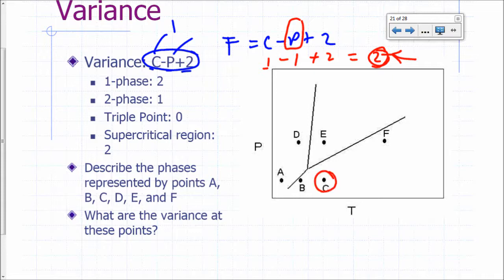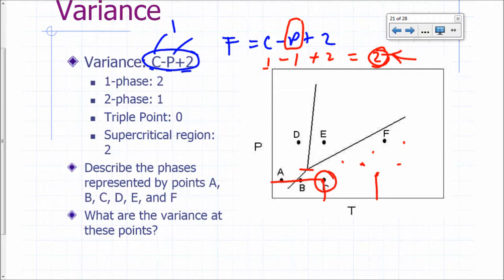For example, point C right here is a gas. If you see a gas, you have to tell me the temperature of the gas and the pressure of the gas, because it could be anywhere in this one-phase region. You need two quantities to specify where you are. You have to specify the temperature and you have to specify the pressure.